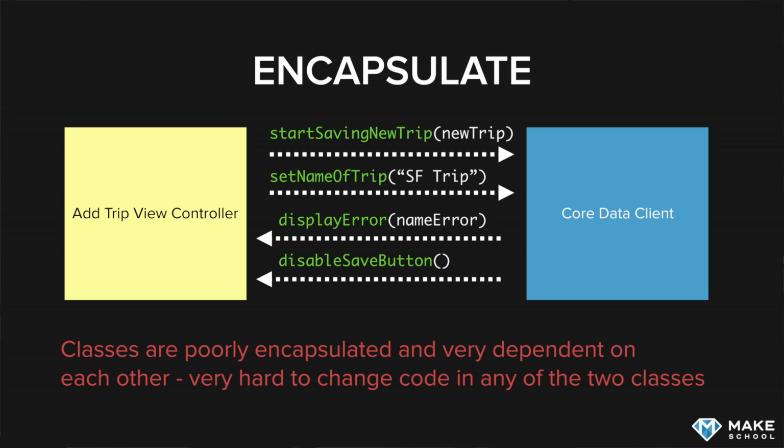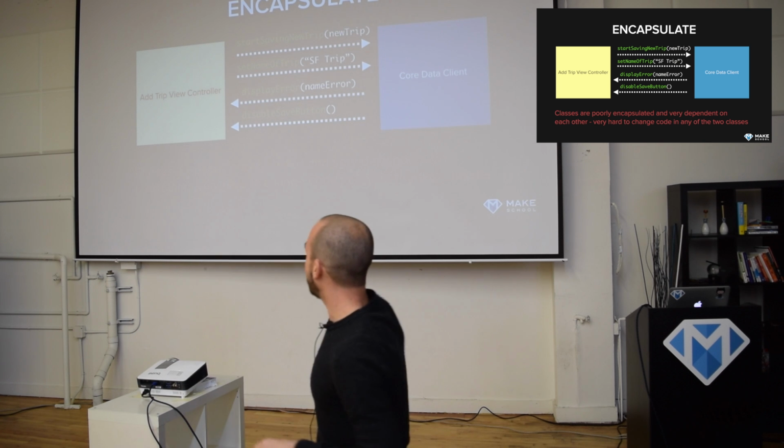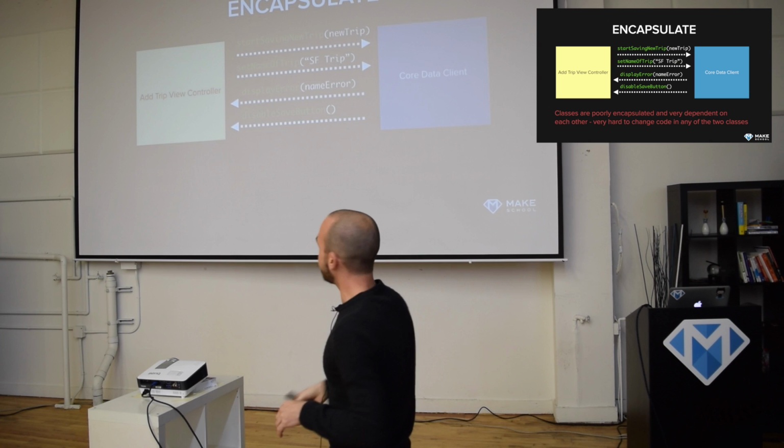Now, a bad interface would look somewhat like this, where as soon as someone taps a button here, I'm going to start saving a new trip. And then the view controller is going to set a property on the database that basically saves the name of the trip. And then the database is going to respond with an error message and say, display this error for me. And then the client is also going to respond and say, please disable the save button because the name that was entered is incorrect. So there are kind of 4 steps of communication going on here between the view controller and the database.